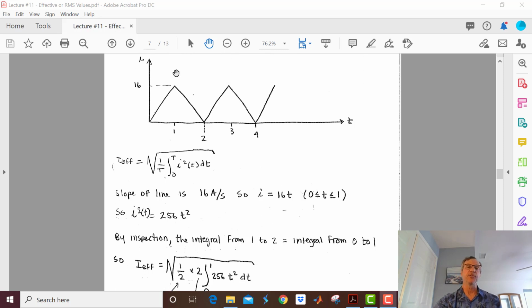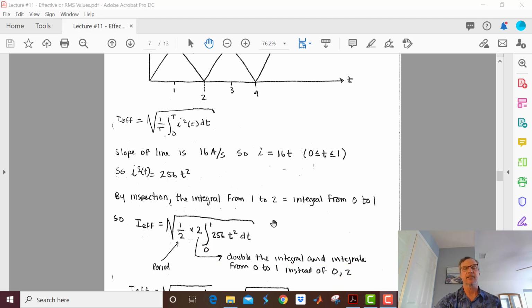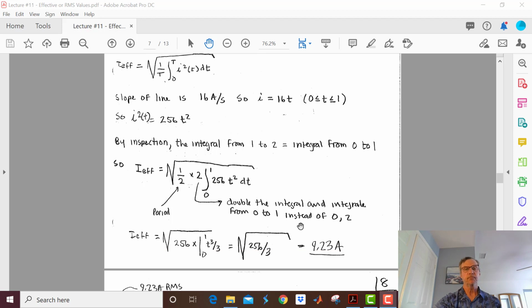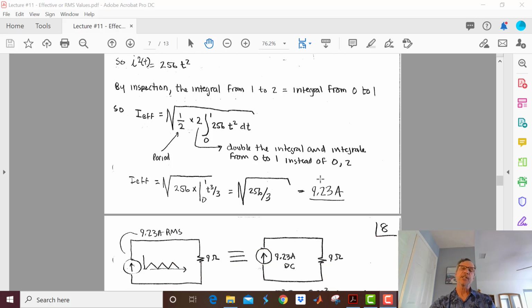If I wanted, I could have determined the equation for this line and integrated it, and I'd get the exact same answer, but I use the symmetry to simplify it. So here is my integral that I want to solve, and I get my 256, and the t squared integrates to t cubed over 3. I put my limits here, and I shove all that in there, and I get 9.23 amps. What does that mean?